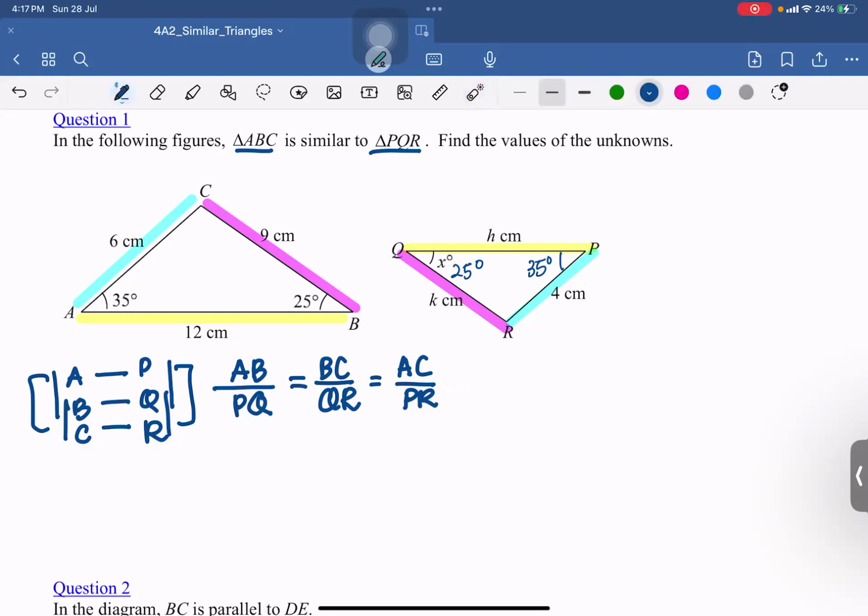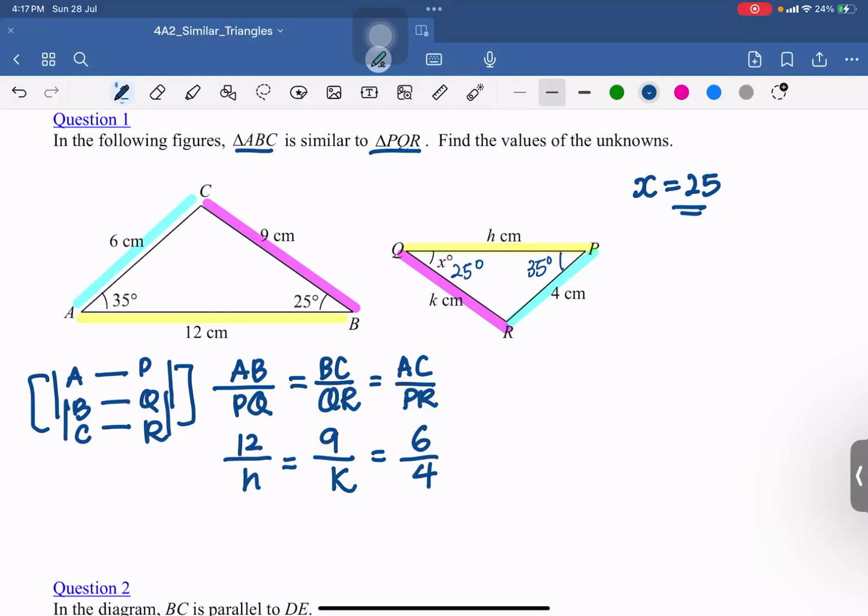Now I have the ratio of the sides, and I want to find the values of the unknowns. Just now I already found the angle for X. So let's write down the answer: X equals 25 degrees. Secondly, let's fill in the ratio of the sides that we have. AB over PQ, that means we have the ratio 12 over H. BC over QR, BC is the pink side, over QR is K. And AC is 6 over PR is 4.